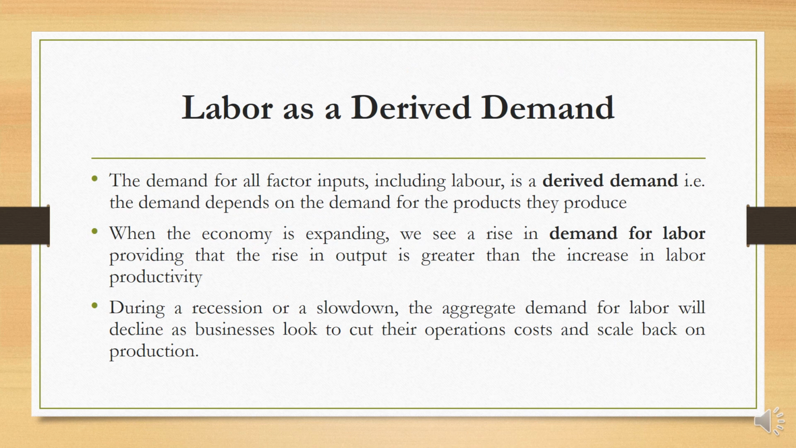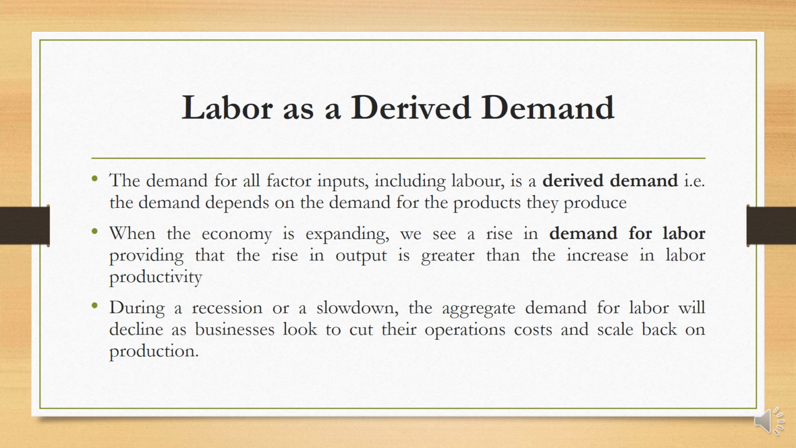So the next topic is labor as a derived demand. The demand for all factor inputs, including labor, is a derived demand. That is, the demand depends on the demand for the products they produce. When the economy is expanding, we see a rise in the demand for labor, provided that the rise in output is greater than the increase in labor productivity. During a recession or slowdown, the aggregate demand for labor will decline as businesses look to cut their operation costs and scale back production.